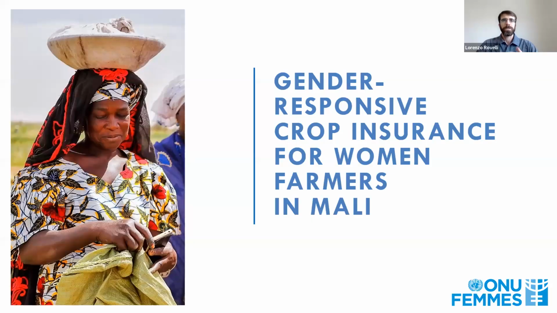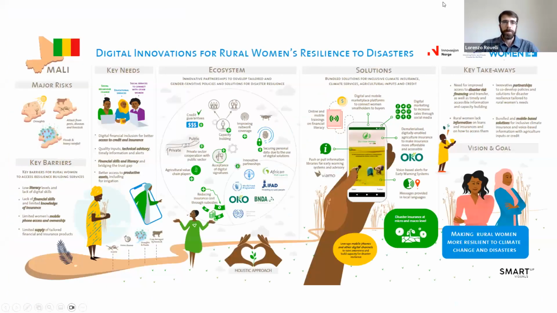Thank you. And so we'll now briefly cover the second example, where we have developed a similar approach, but there is a key difference here because we have been working with private sector stakeholders. In this project, we developed a gender-responsive crop insurance for women farmers in Mali. As we can see in the next slide, we've been working with our sister agency, UNCDF, the UN Capital Development Fund, and we received support from Innovation Norway.